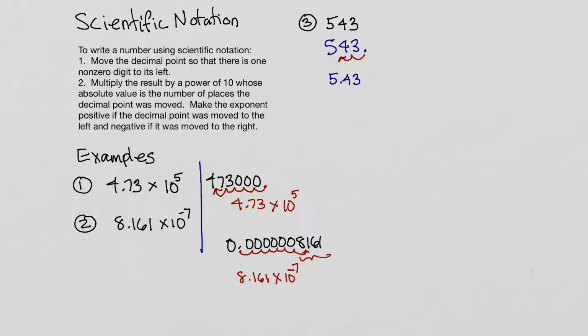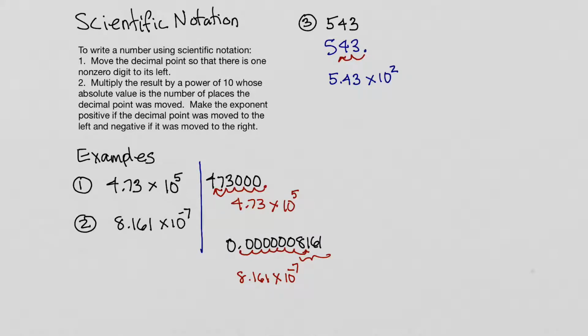But now we have to, let's come over here. We multiply the result. Here's our result, 5.43. We multiply that by a power of 10. So here's our power of 10, times 10, and the exponent is going to be the absolute value of the number of places that we moved it. Well, we moved this 2 places, so our exponent is going to be a 2.